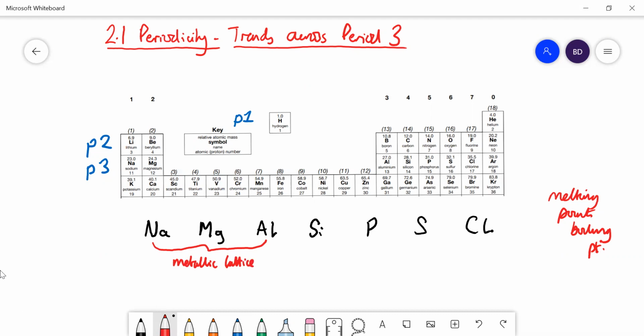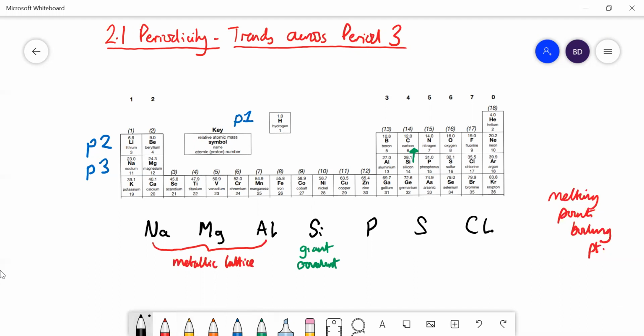Now, silicon, we haven't come across silicon before, but the key to silicon is that it's in the same group as carbon, so it forms 4 covalent bonds. Pure carbon forming 4 covalent bonds is obviously diamond. Silicon does the same thing. It forms a giant covalent structure, very similar to diamond, except you have silicon atoms instead of carbon atoms, each one forming 4 bonds.